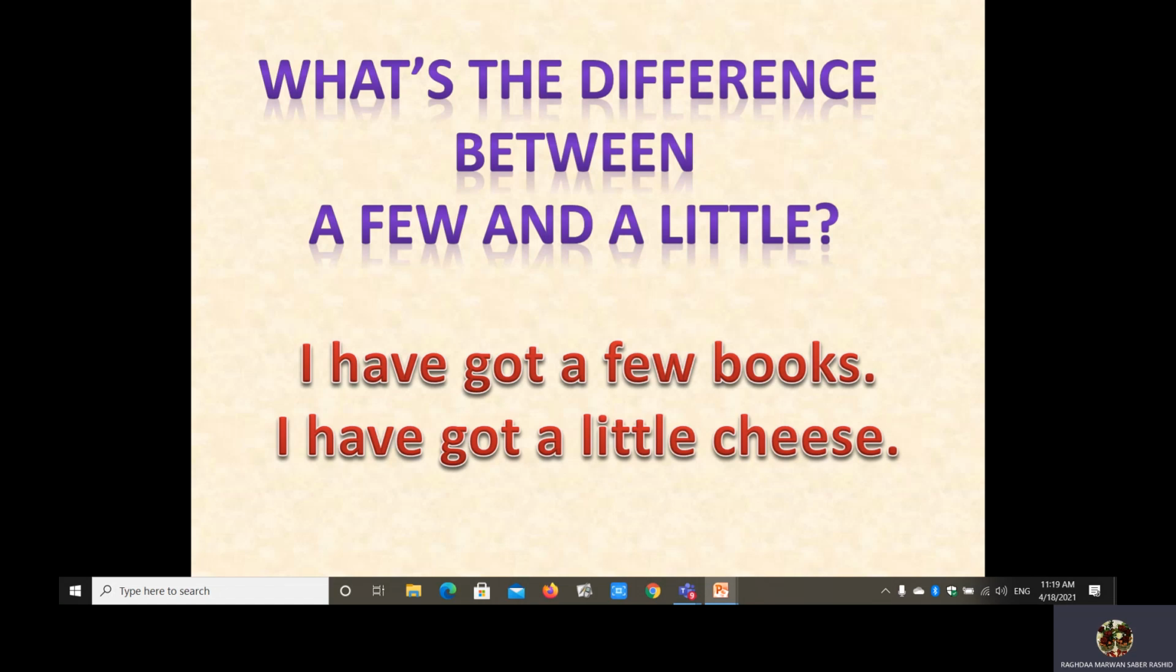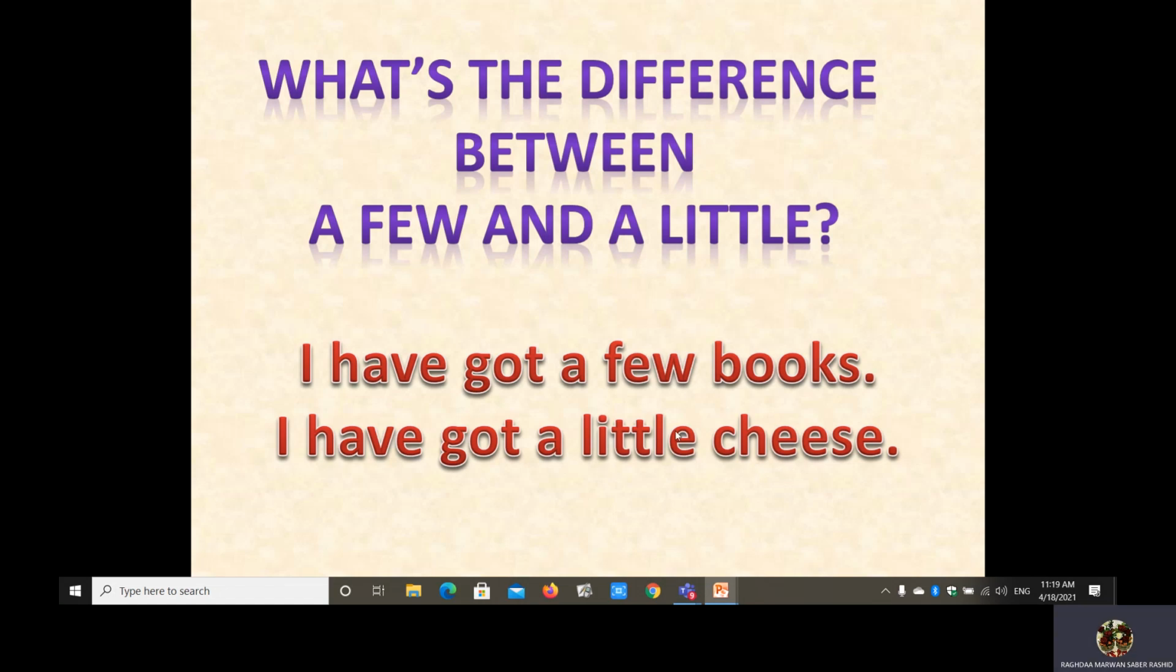Again, I've got a few books. I've got a little cheese. In this sentence, we have books, a countable noun. In this case, we use a few with countable nouns. But cheese is an uncountable noun. In this case, we say a little cheese.